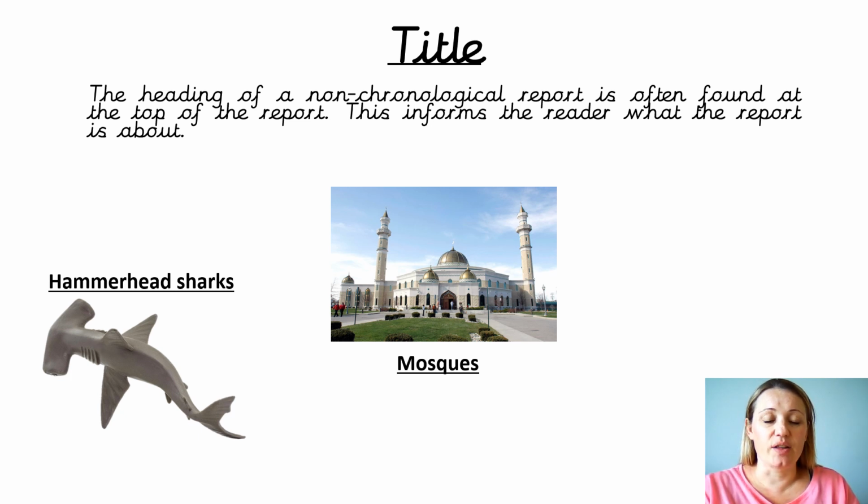So the heading, or the title of a non-chronological report, is found at the top. It informs the reader what the report is about, and it is direct, it is specific. It is not a big long one like a newspaper headline. It is specific and it tells you exactly what the report is about. So hammerhead sharks or mosques, for example.